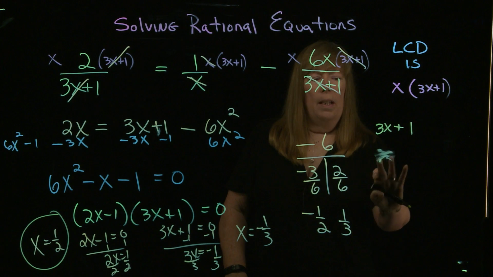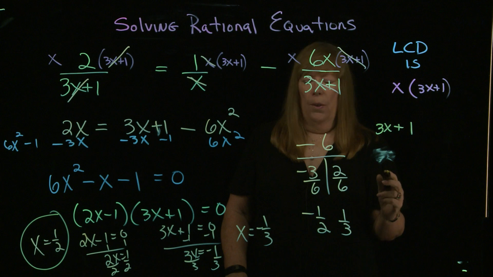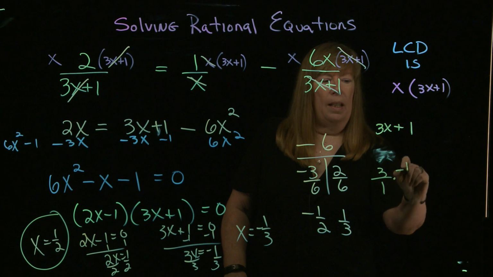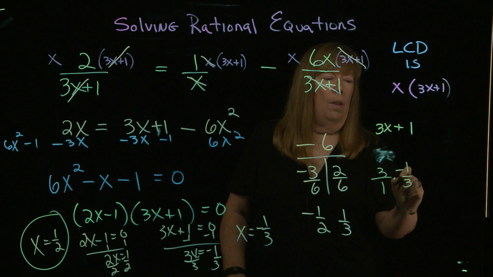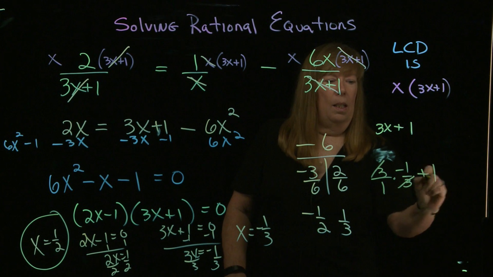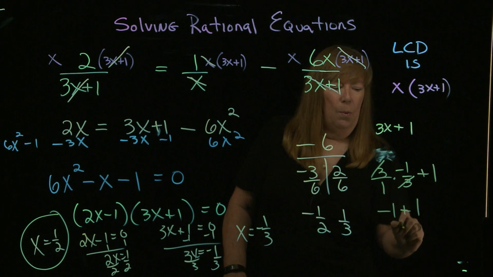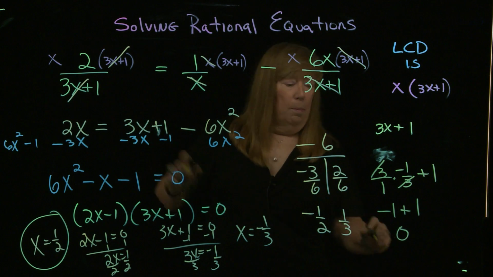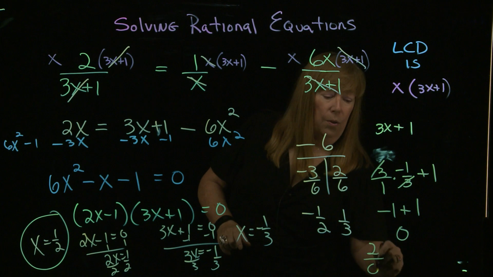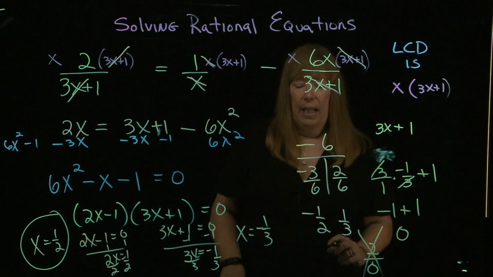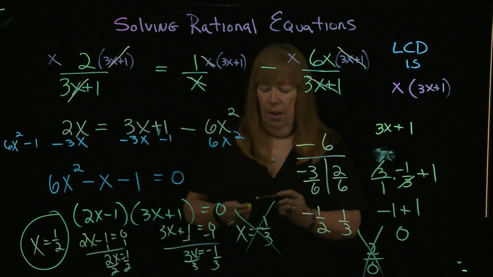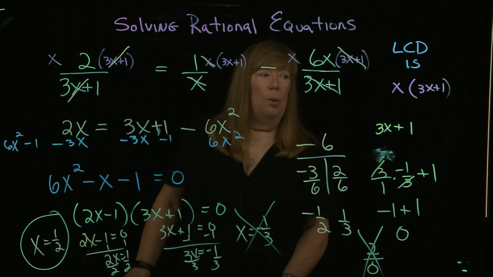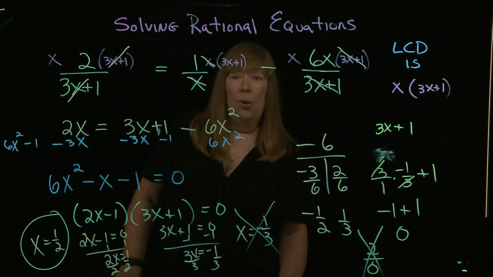So let's plug in negative 1/3 for x and see if it's okay. 3 times negative 1/3 is going to give me negative 1 plus 1, which is a 0. So when I check it, this one ends up being 2 over 0. Can't have that. Can't have a 0 in a denominator. That one does not check. Our solution is simply x equals 1/2. And that was your first quadratic.